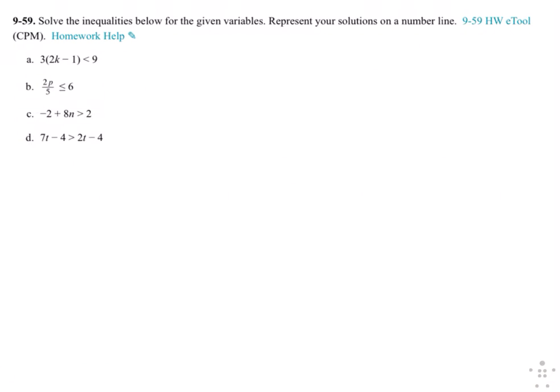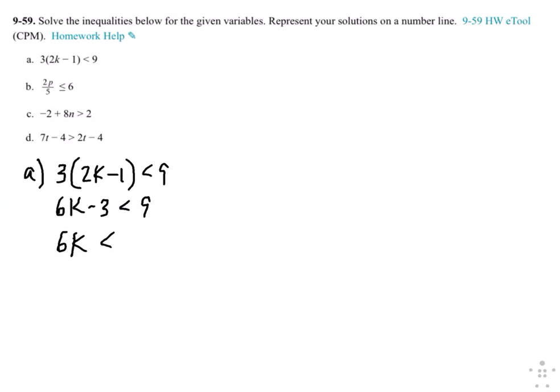Okay, 59, they want us to solve and then represent it on a number line. Okay, so for A, I have 3 times 2k minus 1 is less than 9. I'll distribute: 6k minus 3 is less than 9. I will add 3 to both sides. 6k is less than 12, and divide by 6, k is less than 2.